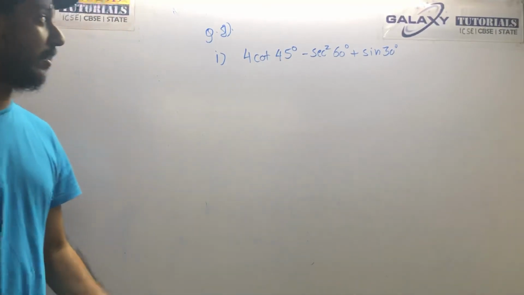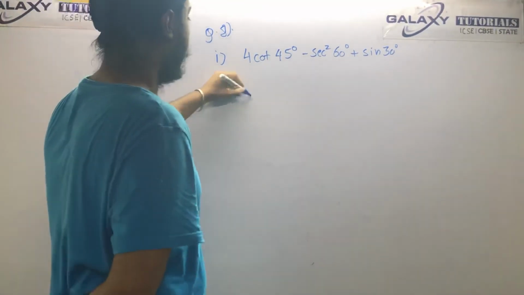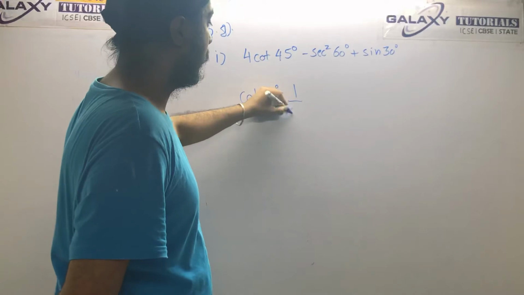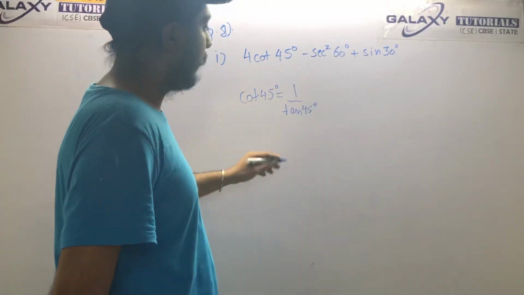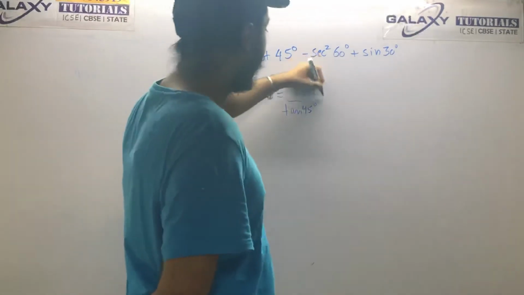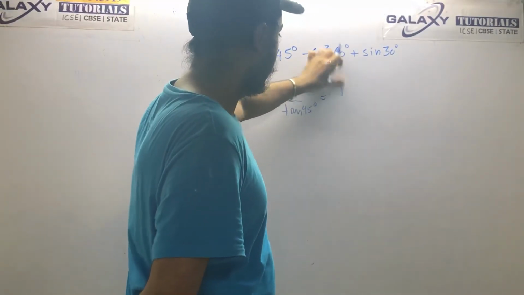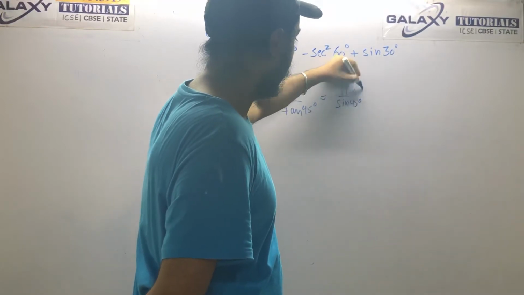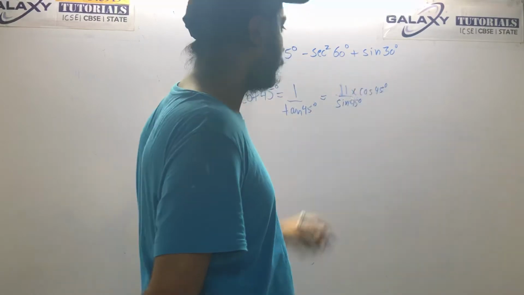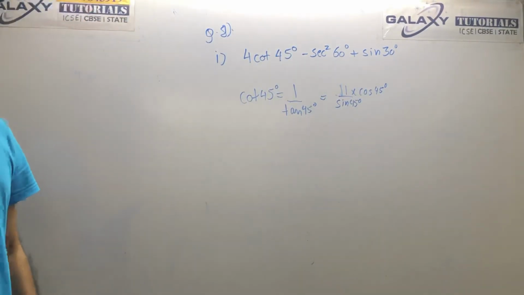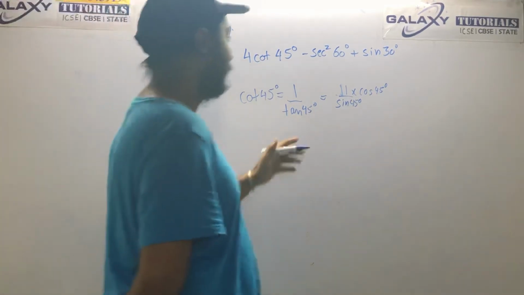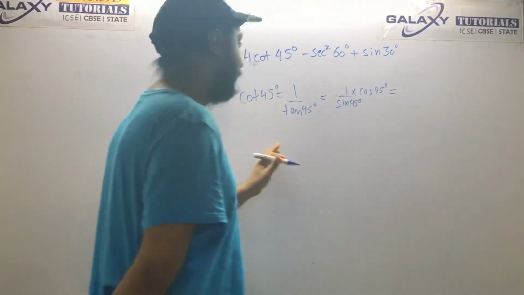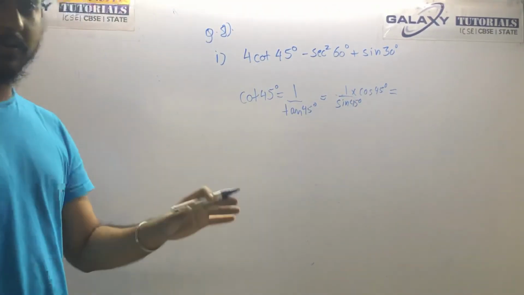So first of all, you will find out the values of all the trigonometric functions. So cot 45. See, if you don't remember the value of cot, you can convert it into tan. If you even don't remember the values of tan, then you convert it into sin and cos. And if you don't remember values of sine and cos, then there is nothing you can do. You have to remember these values, sine and cos, okay? You remember all the values of sine and cos.